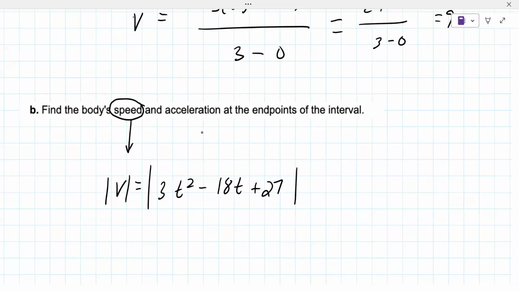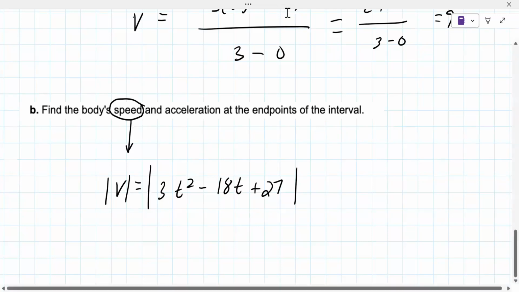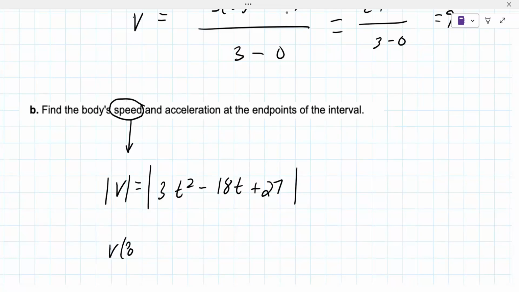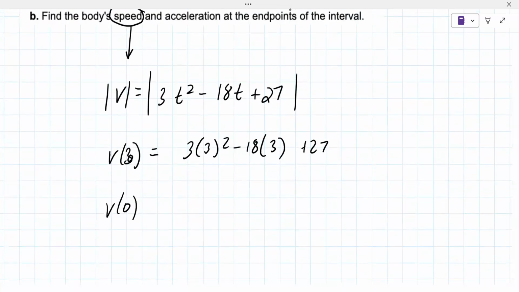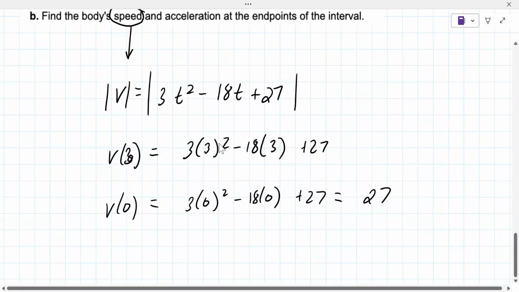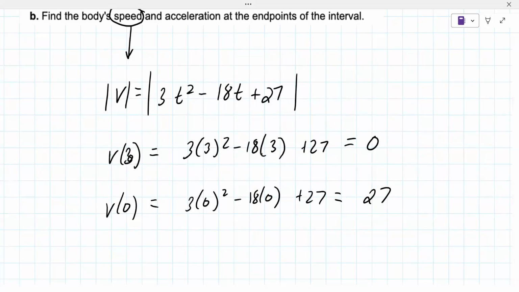So now when it says at the endpoints, that means v of 3. So 3 times 3 squared minus 18 times 3 plus 27. And then you also define v of 0, which is 3 times 0 squared minus 18 times 0 plus 27. So I think the first one is 0, and that's 27. Yeah, that's what I got.